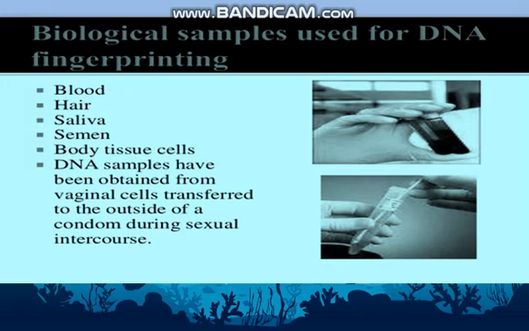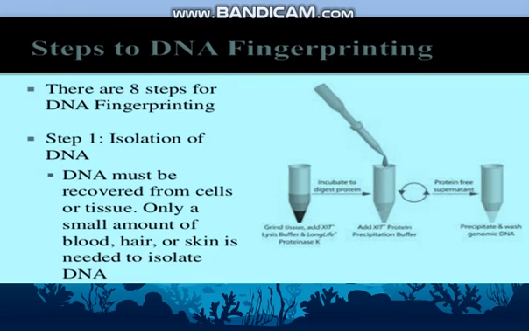The samples for DNA fingerprinting are taken from blood, hair, saliva, semen, body tissue cells, or DNA samples obtained from vaginal cells transferred to the outside of a condom during sexual intercourse. So these are the different biological samples used for the process of DNA fingerprinting. Now, what are the steps of DNA fingerprinting?